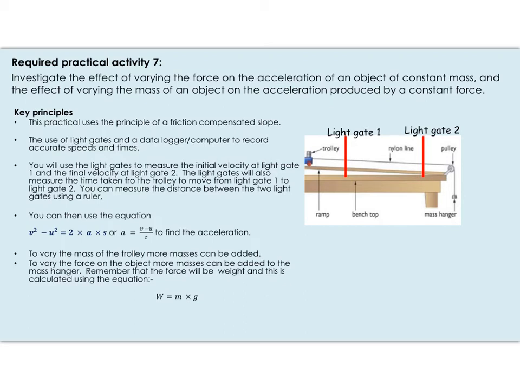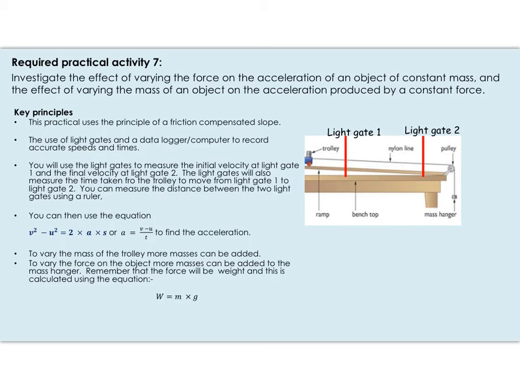The reason we use a friction compensated slope, and that's been done by tilting the runway, is because if we didn't do that, the measured force would be greater than the resultant force. The reason for that is that the measured force would have to overcome friction as well as being the resultant force that we're applying. So we've compensated for friction by increasing the angle at which we've raised the slope.